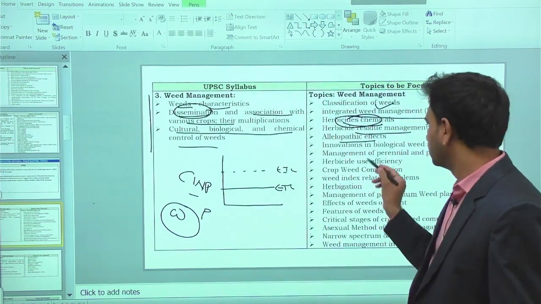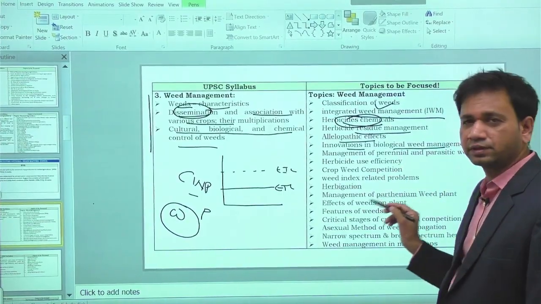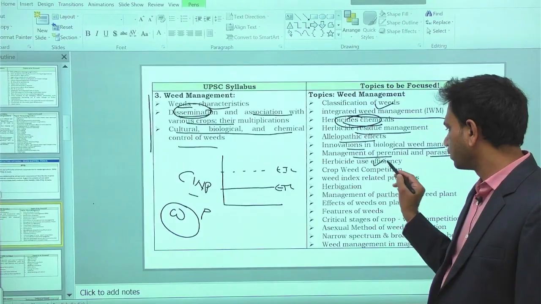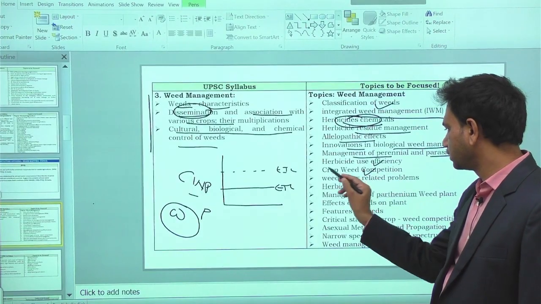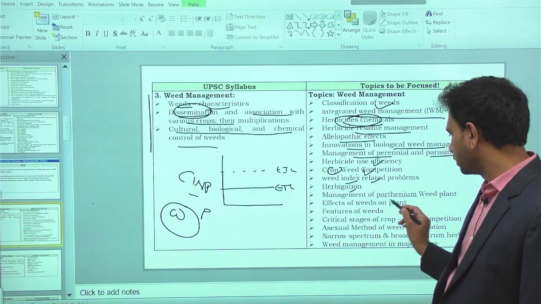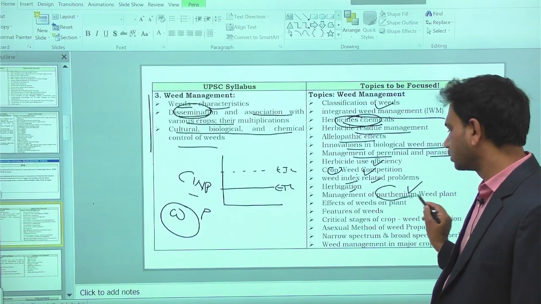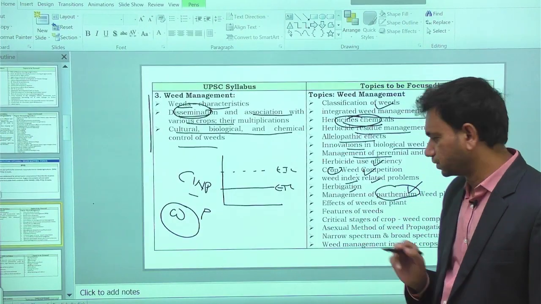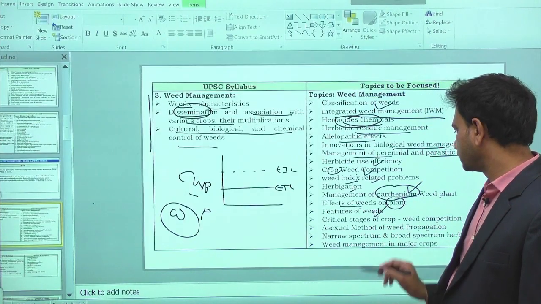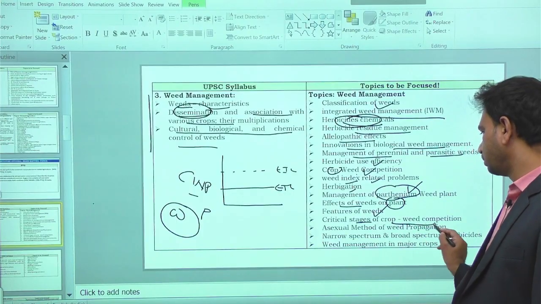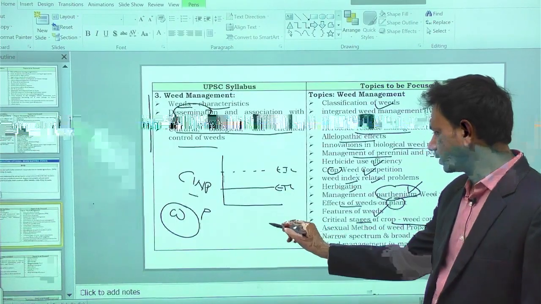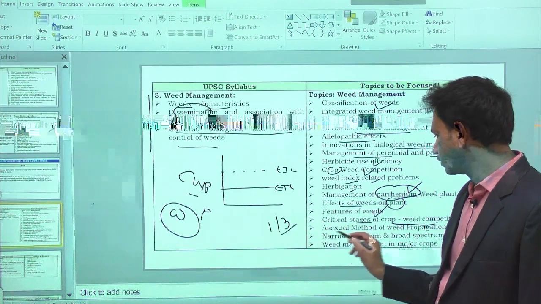Then we are having innovations in biological weed management, then management of perennial and parasitic weeds, herbicide use efficiency, crop weed competition, weed index related questions will be there, and management of Parthenium. Parthenium is also one of the perennial weed species we have. Then effects of weeds on the plant, then features of weeds, then critical stages of crop weed competition. Critical stages means there is a critical period in every crop, and according to that we have some stages.